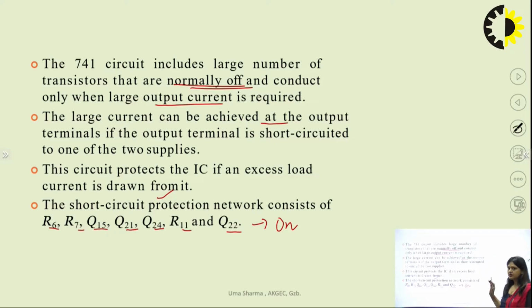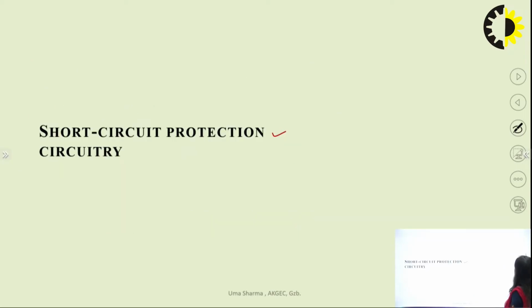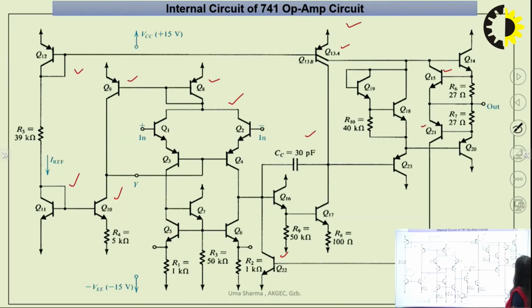So the role of the short circuit protection circuit is basically to protect the IC from the excess current that may happen whenever the supply voltage is directly connected with the output node. Let's say, suppose this output node is directly connected to this supply node, meaning there is excess current, there is a shorting between the supply and the output terminal.